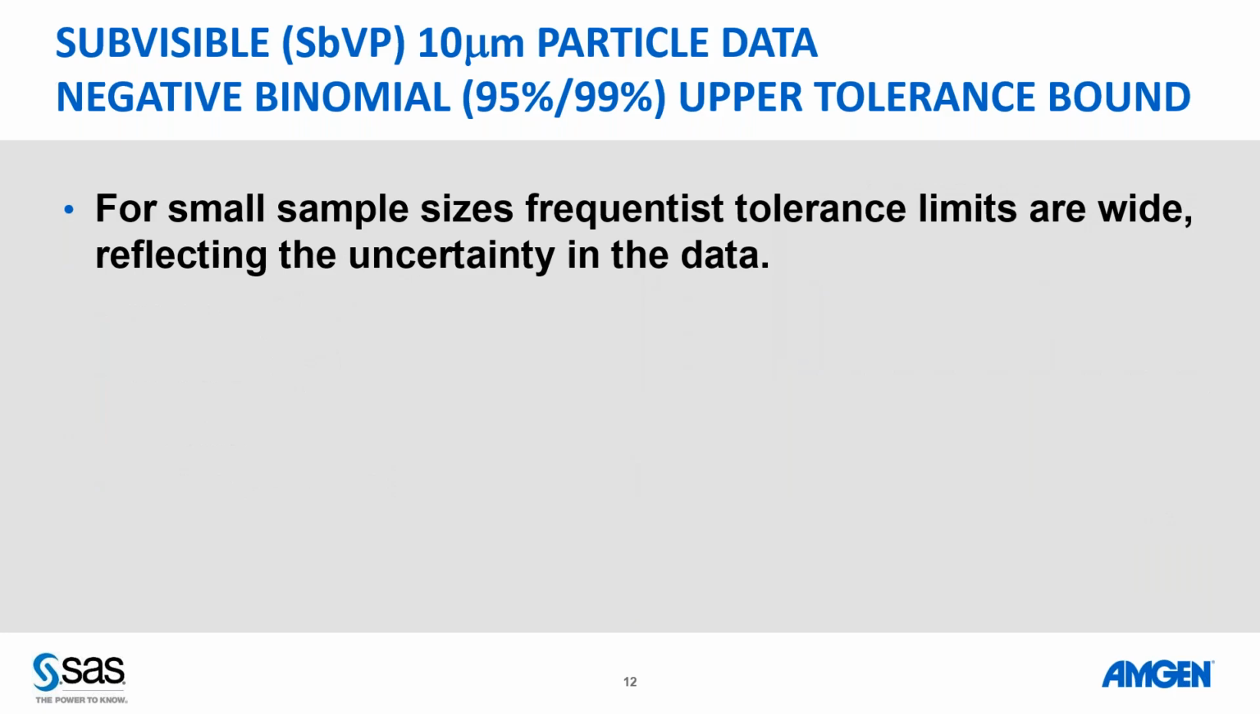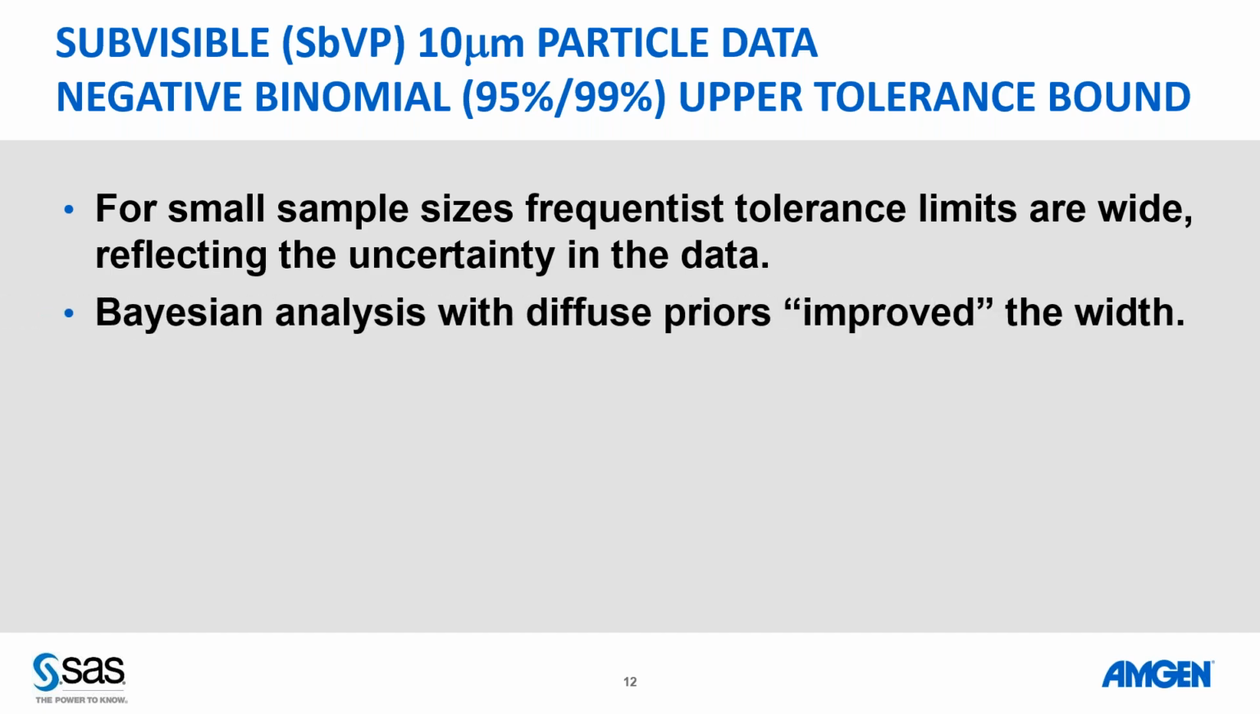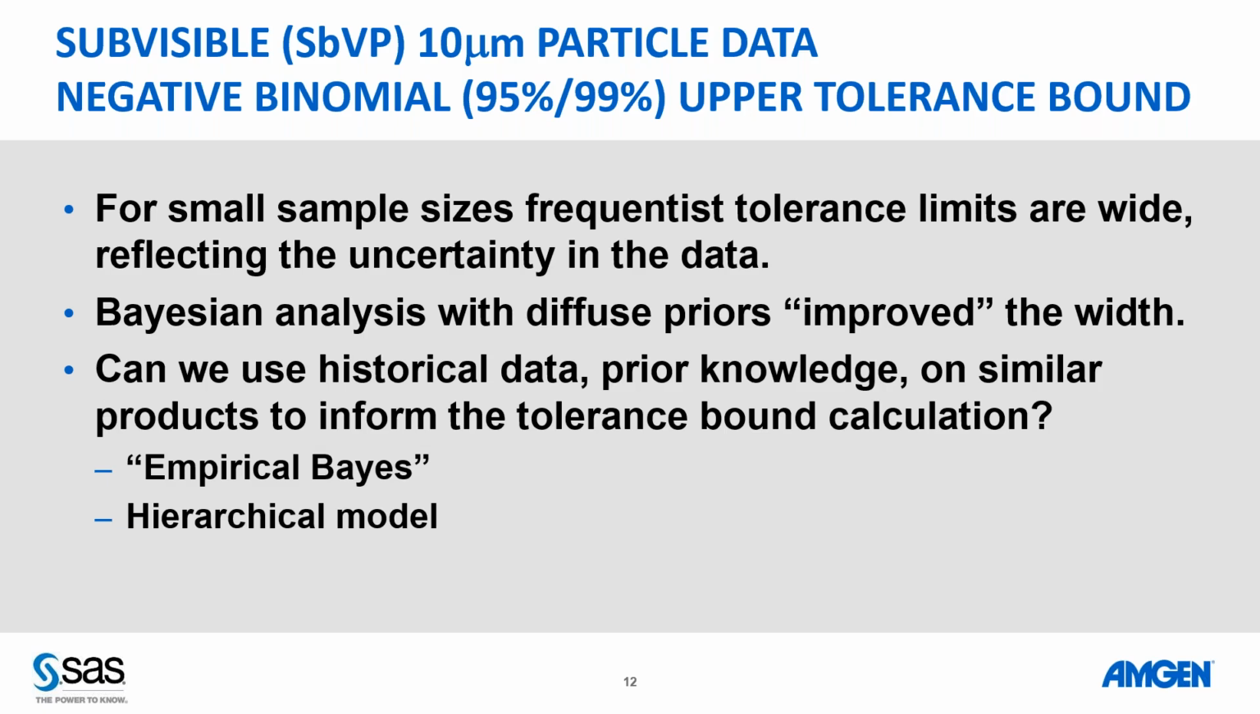But that's not a surprise because, as you know, statistical intervals should reflect the uncertainty in your data. As the sample size decreases, there is more uncertainty and the intervals tend to be wide. That's what you saw with the frequentist approach: 4 data points, you get an upper bound of 4,500. And the Bayesian approach with the diffuse priors, again, we put improve in quotes, just to reflect that, gives you a smaller interval. But can we use historical data?